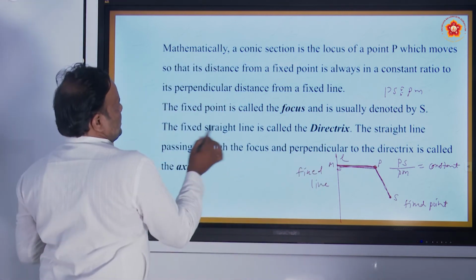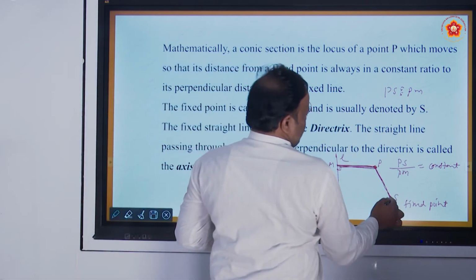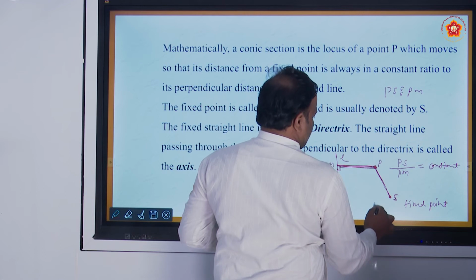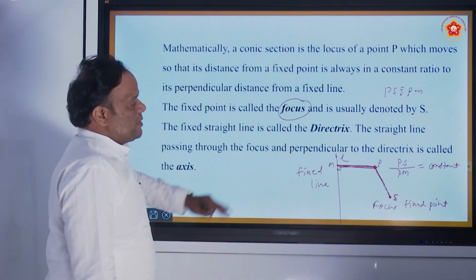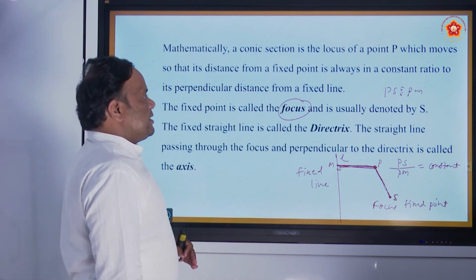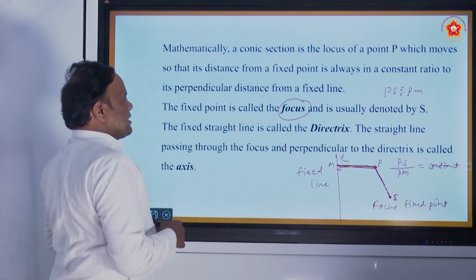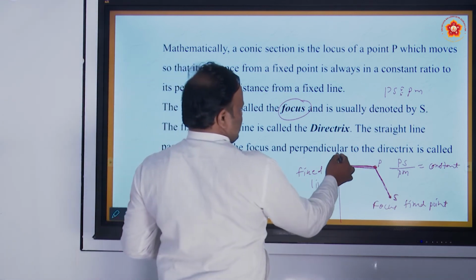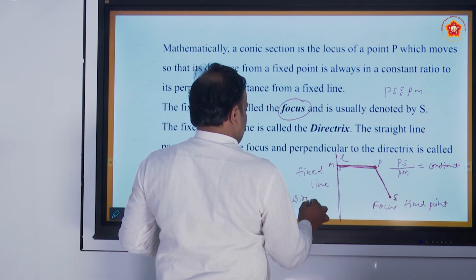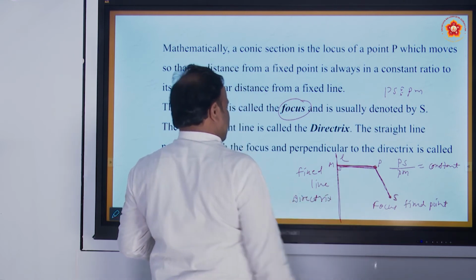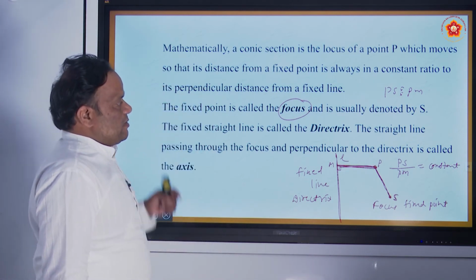The fixed point here is very important. The fixed point S is called the focus, and it is usually denoted by S. And the fixed straight line is called the directrix. This fixed line is called the directrix.